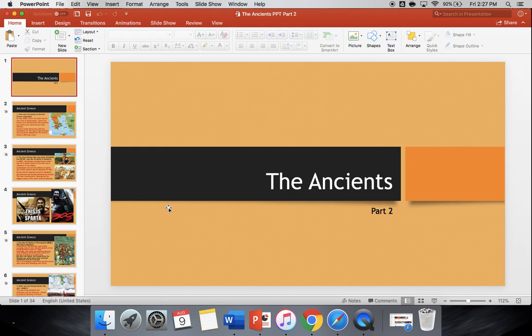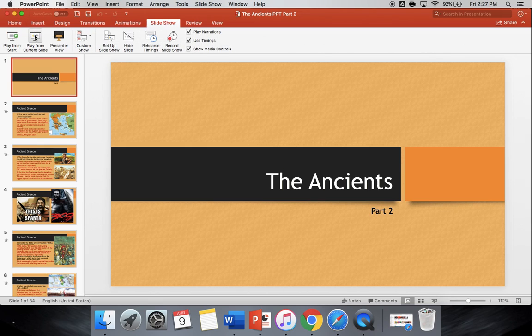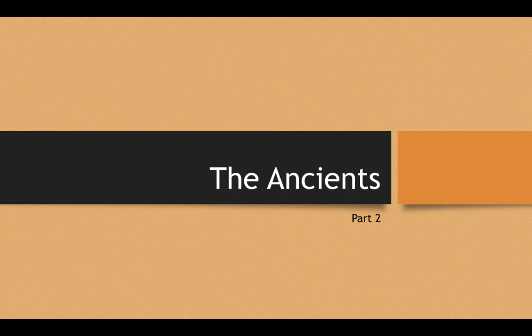Now, in the second video in this three-part series on ancient history, we're going to focus on two major ancient civilizations, those being Greece and China, right?